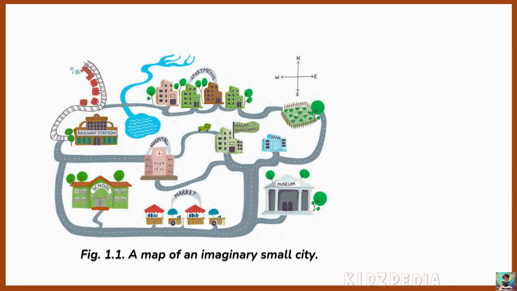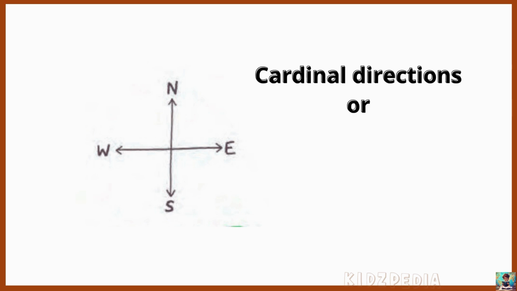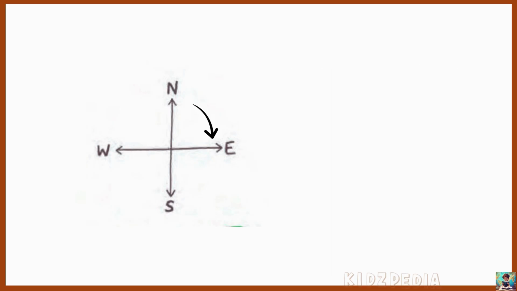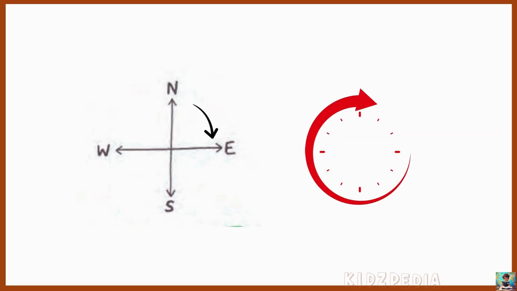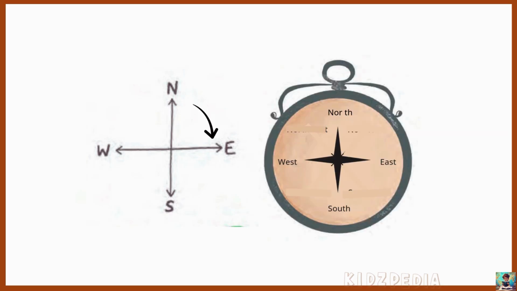Let's look again at the 4 arrows at the top right corner of the small city's map. These arrows show us the main directions called cardinal directions or cardinal points. The arrow pointing up is north, N. Moving clockwise from north. Clockwise means moving in the same direction as the hands of a clock. When you look at a clock, it goes from 12, 3, 6, 9 and back to 12. That round movement is called clockwise.